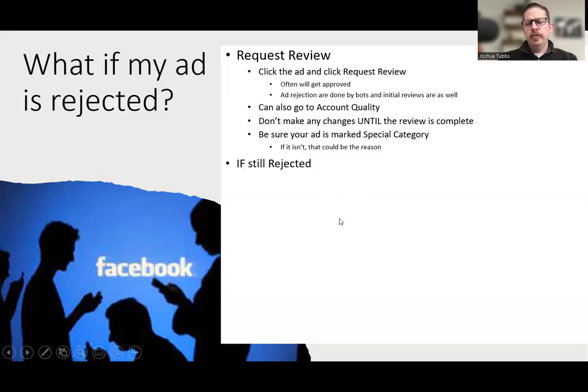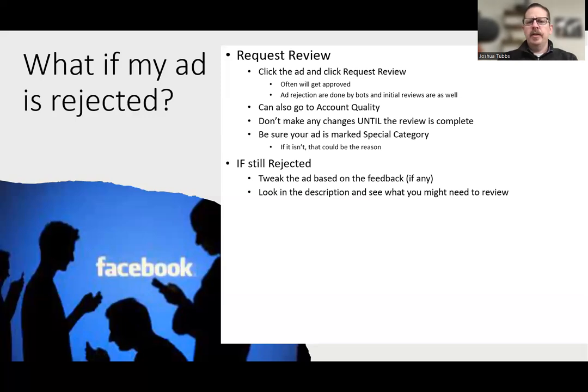All right, so let's just say you request review and the ad comes back and it's still rejected, okay? Chances are you've got some kind of language in there that Facebook does not like. So what you can do is tweak the ad. If it gives you some feedback, you can tweak the ad. Maybe it's the picture, maybe it's the language that you're using. It could be a host of things, but generally it's the same things over and over again. Look into the description, see what they're recommending that might be the problem, and then I'll probably send you a link that you can click on.